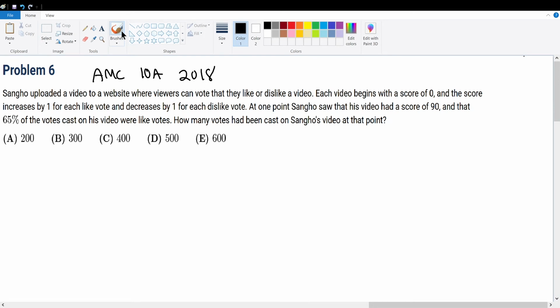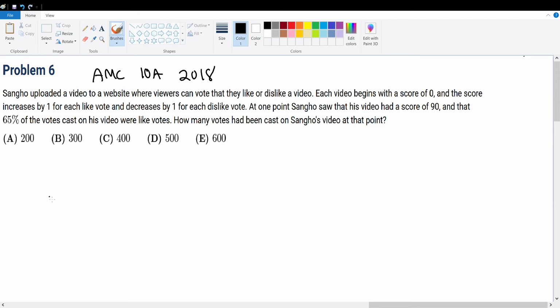AMC 10A 2018 Problem 6. We're given that Soho uploaded a video to a website where viewers can vote that they like or dislike it. If they like, the score increases by 1, and if they dislike, it decreases by 1. The score starts at 0. At one point, he saw that his score was 90 and that 65% of the votes were likes. He's trying to find how many votes were cast at that point.